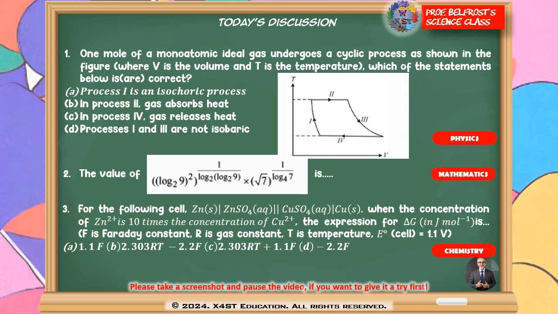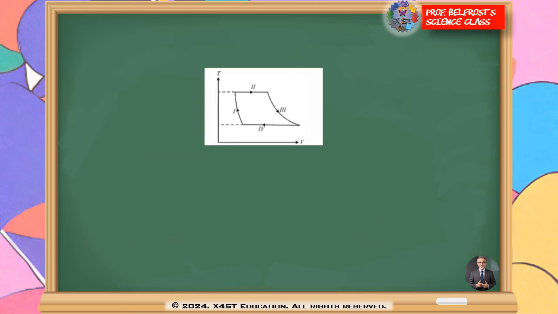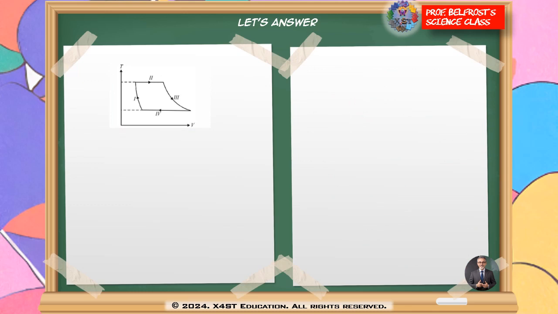Okay, so we start from the first question. The key point of this question is the diagram that is given. A cyclic V-T diagram of one mole of monoatomic ideal gas. Okay, so let's see option A. Process 1 is an isochoric process.